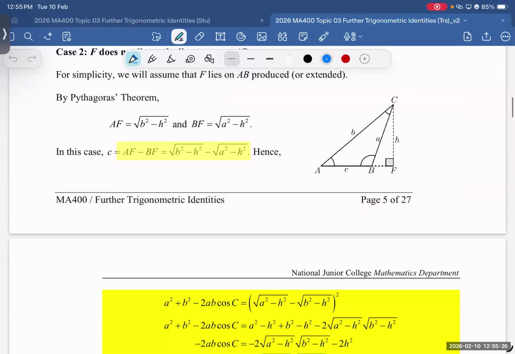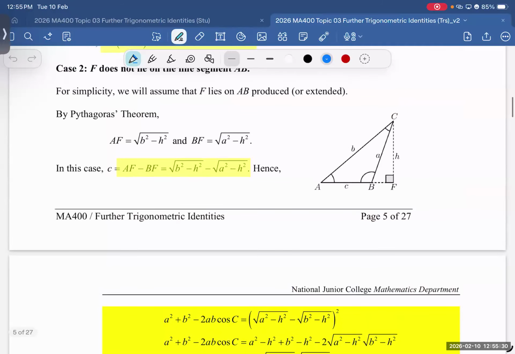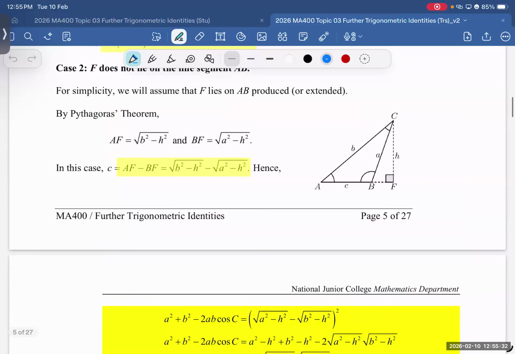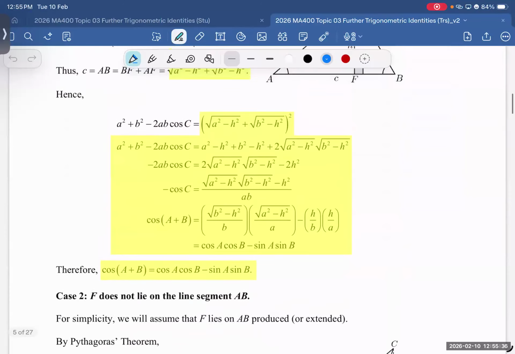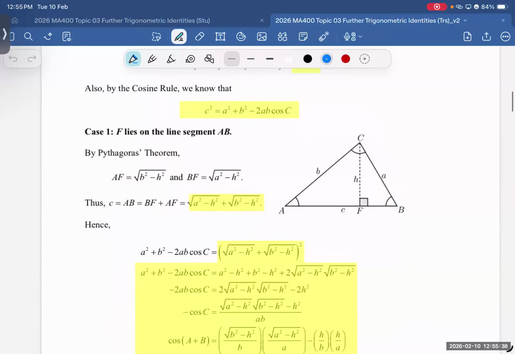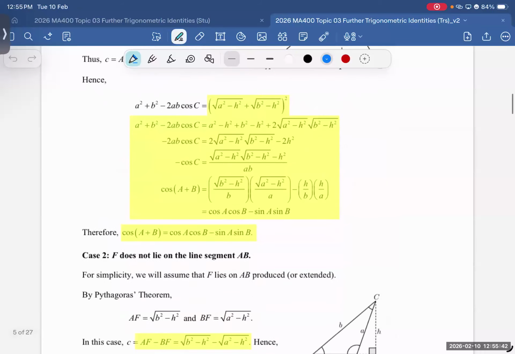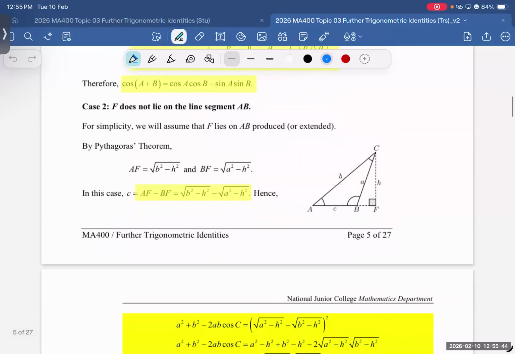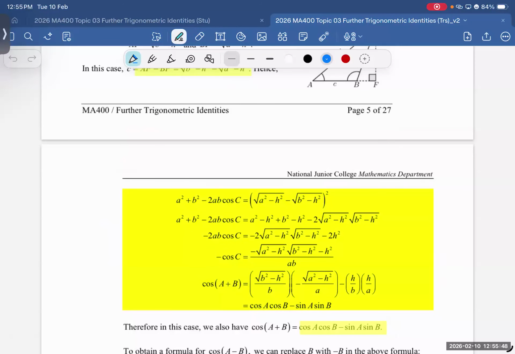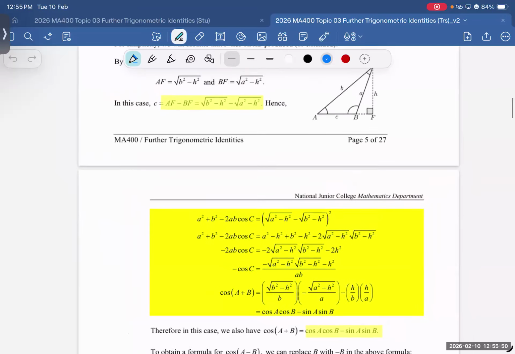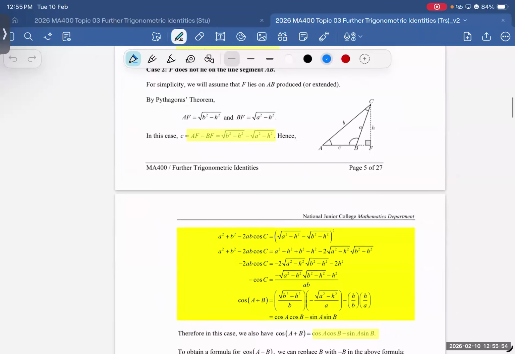AF minus BF. Did I say something wrong? Oh, okay. Sorry. This is case one. This one I just went through. Just copy it. This is case two. Case two is a bit different from case one. Guys, this is case two. Like I said, this is page 6. You never copy wrong, right?